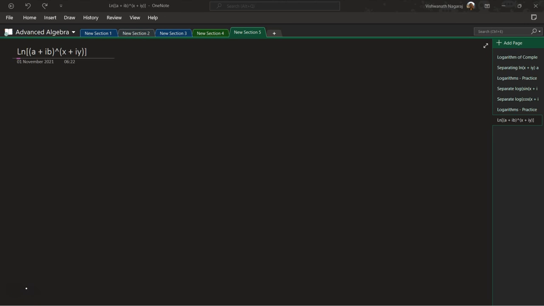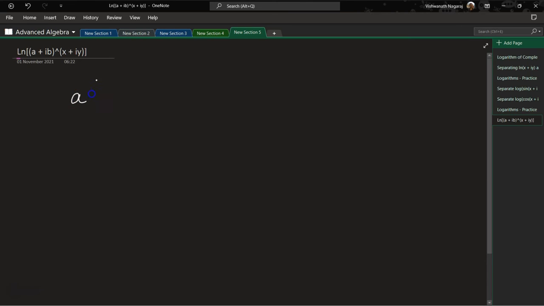Let's look at logarithms of a complex number to the power of complex number. Let's see what I mean by that. So let's say we have a number a to the power of z. Here a and z both belong to real numbers.